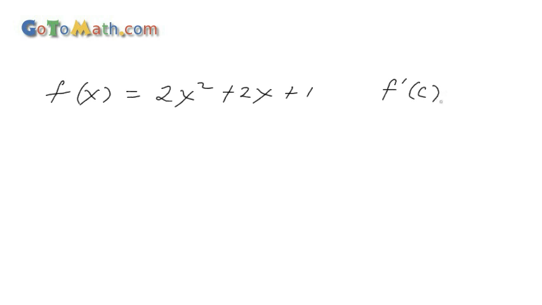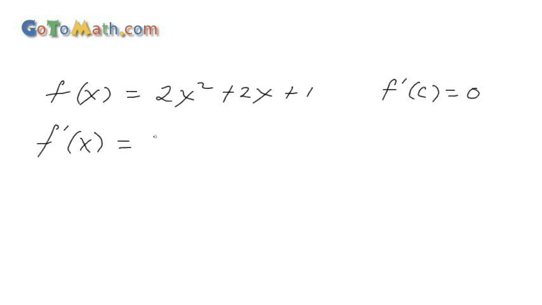So we had f of x is equal to 2x squared plus 2x and then plus 1. Okay, so we want to find the solution to this equation here. We want to find a c such that when we plug it into the derivative, we get 0 out. And so the first thing we're going to do is take the derivative.